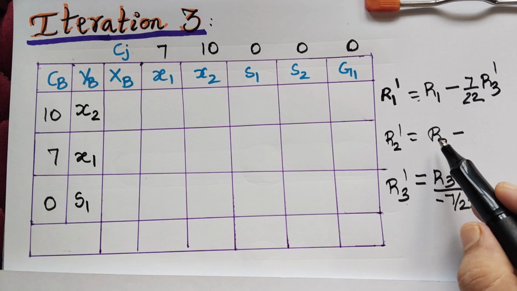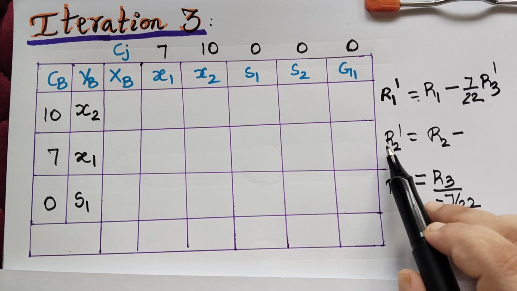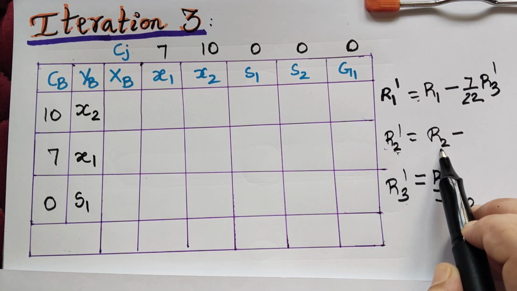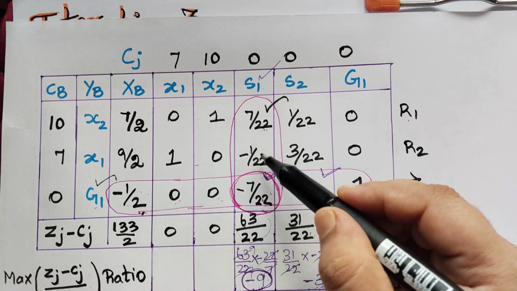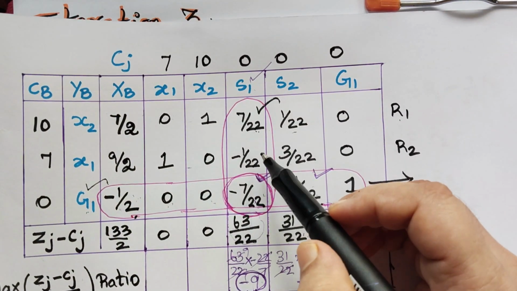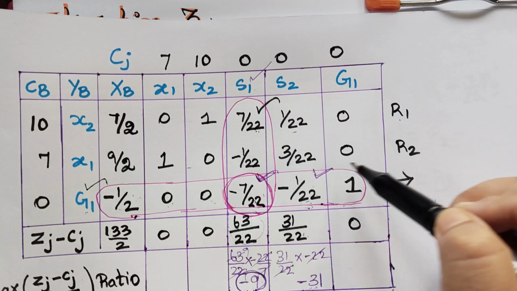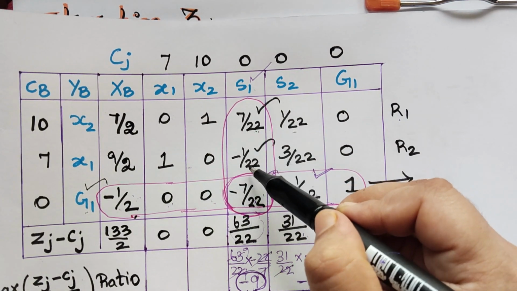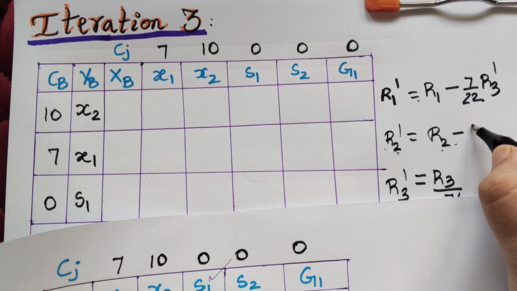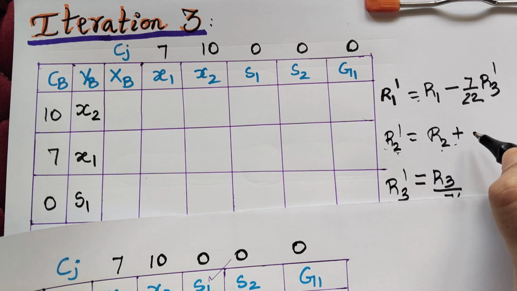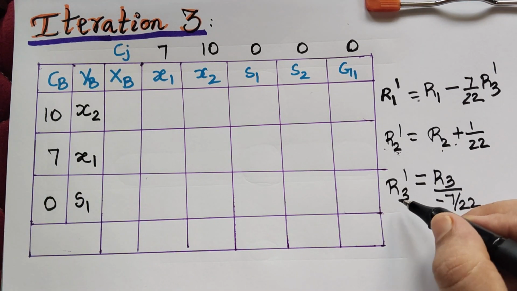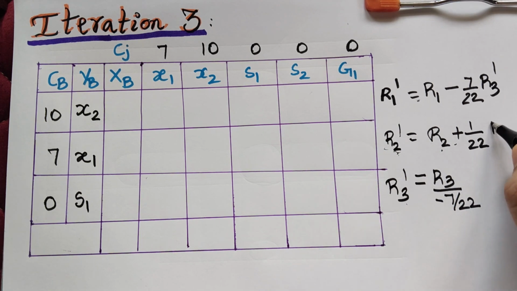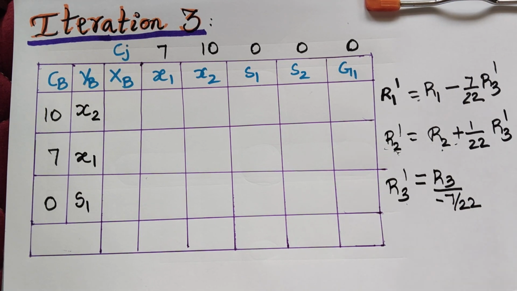Now what will be this? R2 dash, the old R2 minus the element in the pivotal column corresponding to row 2, minus 1 by 22. So you have to write minus 1 by 22, minus into minus will become plus, so 1 by 22 multiplied with the new pivotal row. So that is R3 dash. This is by the formula which I have already told in the beginning of the video.